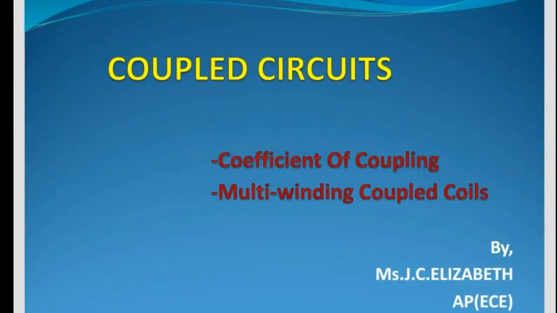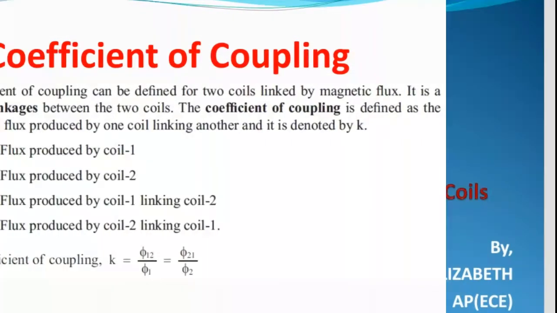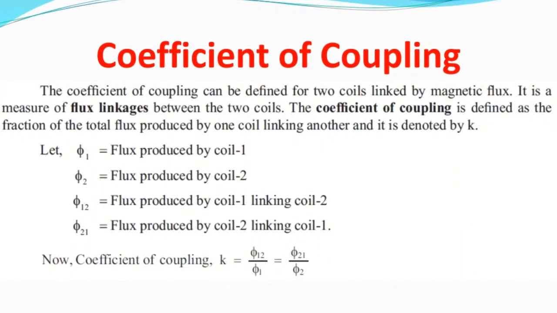Hi everyone, in this video we are going to learn about coefficient of coupling and multi-winding coupled coils in coupled circuits. So first we must know the definition of coefficient of coupling. When two coils are linked by magnetic flux, it is a measure of flux linkages between the two coils, that is, the fraction of the total flux produced by one coil linking the other, and it is denoted by K.